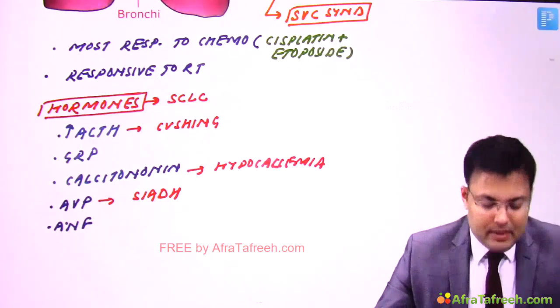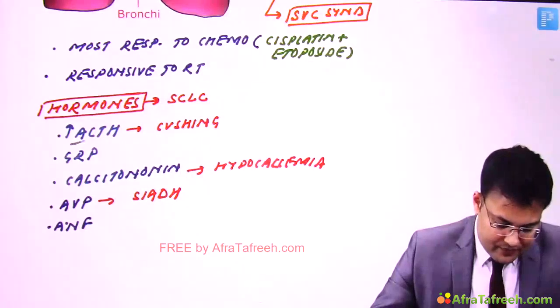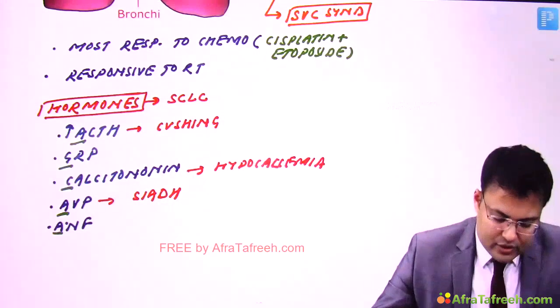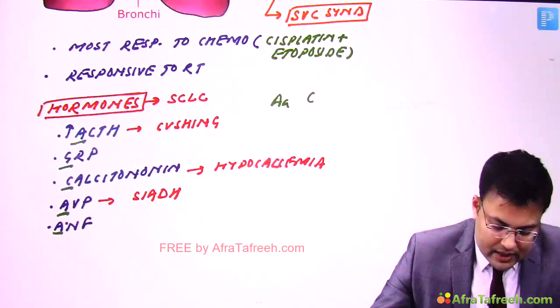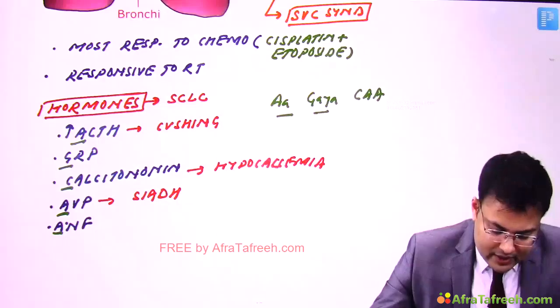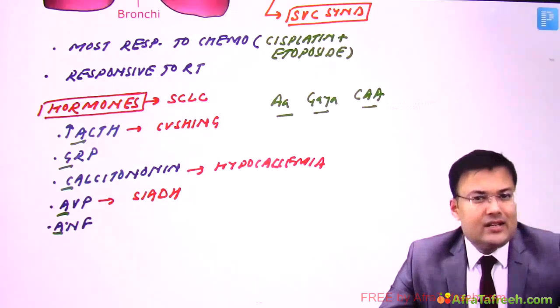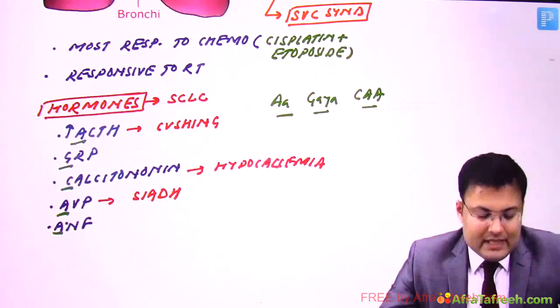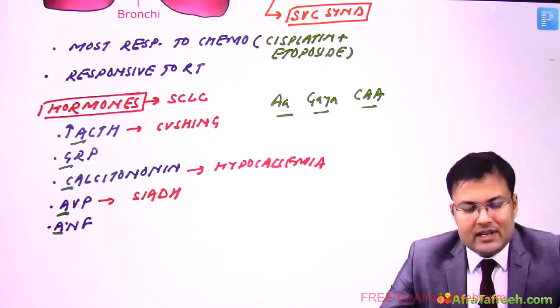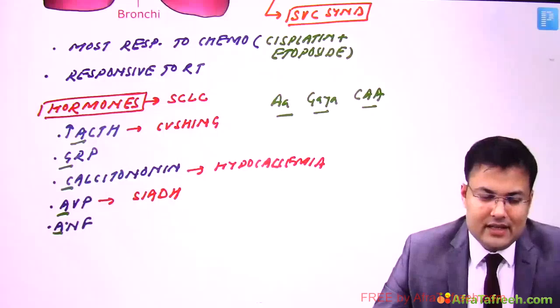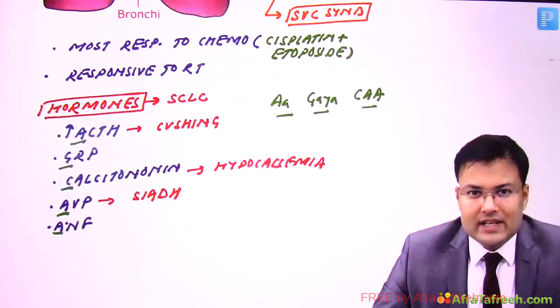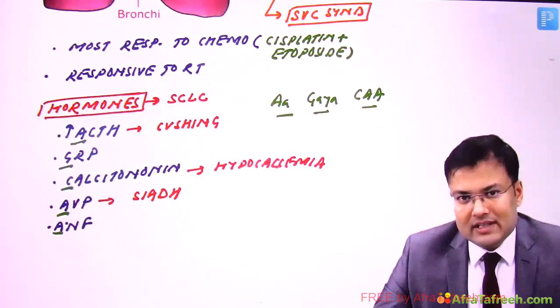Now, how to remember? The mnemonic is "Aa gaya CAA". ACTH, gastrin releasing peptide, calcitonin, arginine vasopressin, and atrial natriuretic factor. These are the hormones whose secretion is increased in small cell lung cancer.